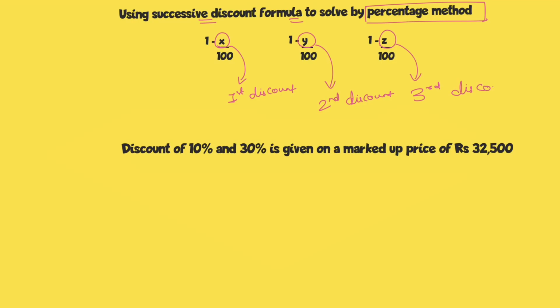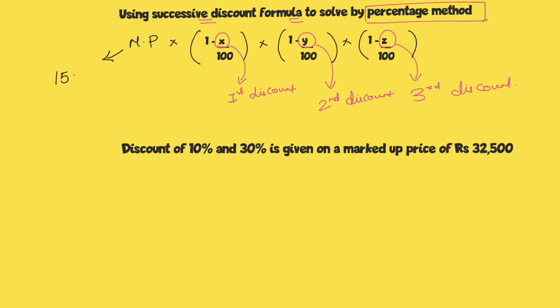Then I'll write it as first (1 minus X upon 100), (1 minus Y upon 100) and (1 minus Z upon 100). What will I do with this? I'll multiply all the three. All three are being multiplied, and that whole thing is now multiplied by my mark price. So now if I give you the value of discount and the mark price, you can put it in the formula and reach your answer.